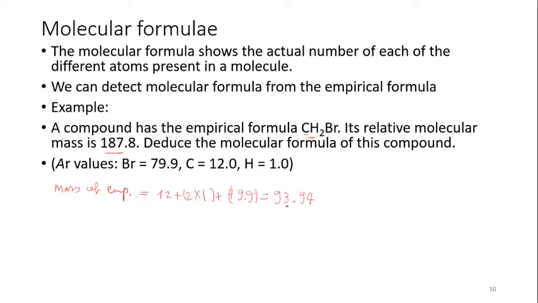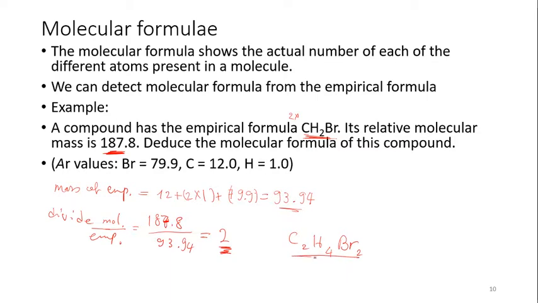Second part will be dividing the molecular formula mass that I have here by the empirical formula mass. So 187.8 divided by 93.94 would be equal to 2. So this means I have to multiply the empirical formula by 2 to be able to get the molecular formula. So if I multiply the whole formula, which is CH2Br, by 2, it would be C2H4Br2. So this is my molecular formula.